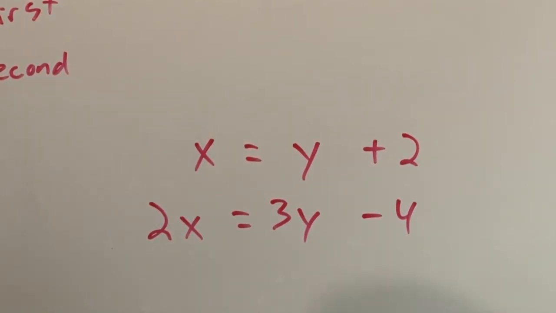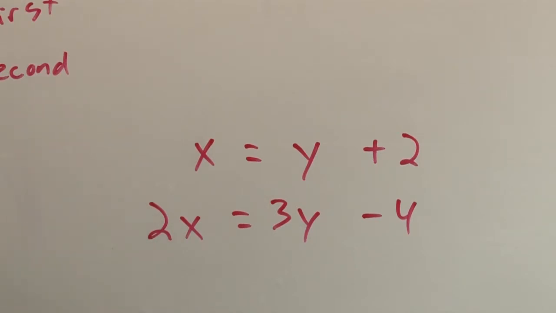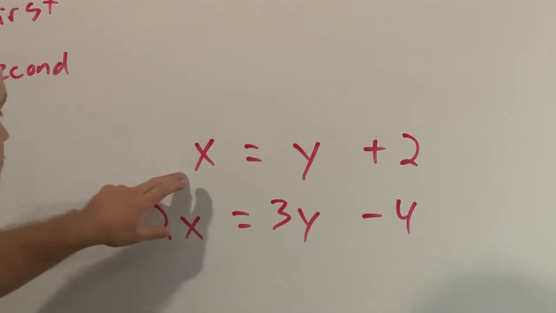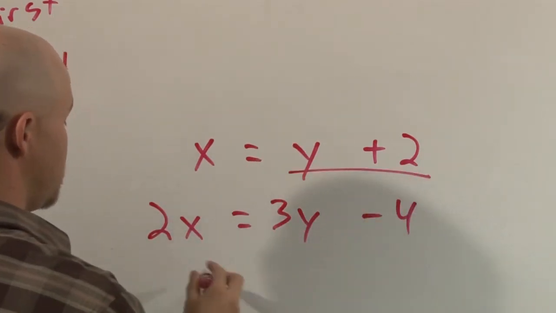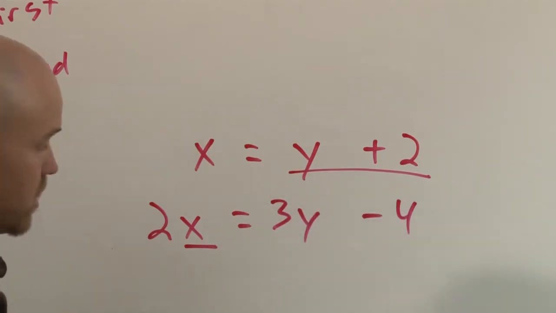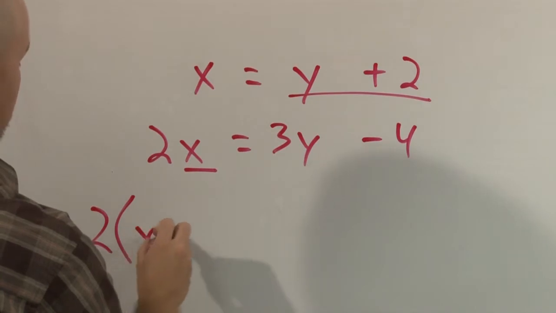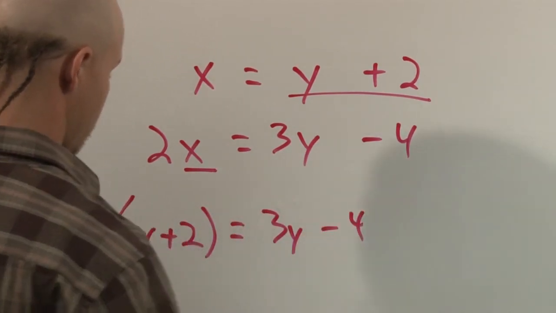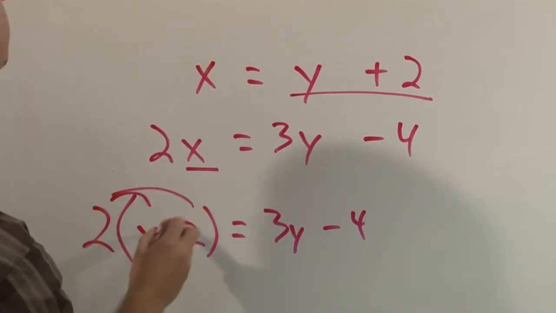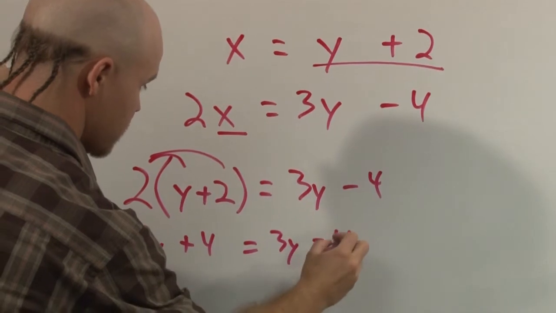Okay, so now we have our system of equations. We need to go through whatever method we need to use to solve this. And to me, it looks a little easier using substitution since x is already solved for. I'm going to plug in this part of this equation in for this x. So we're going to say 2 times x, but x equaling y plus 2, would equal 3y minus 4. So therefore, we're going to have 2y plus 4 equaling 3y minus 4.